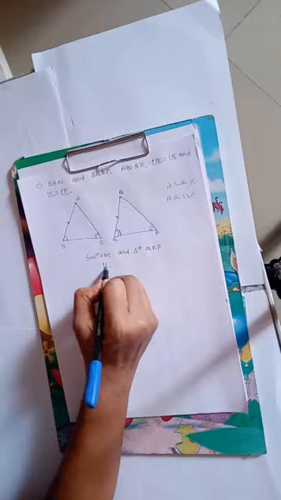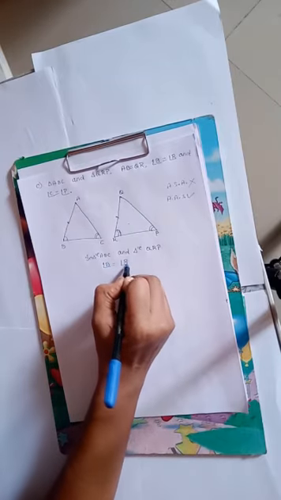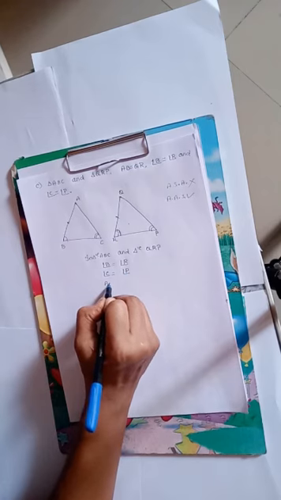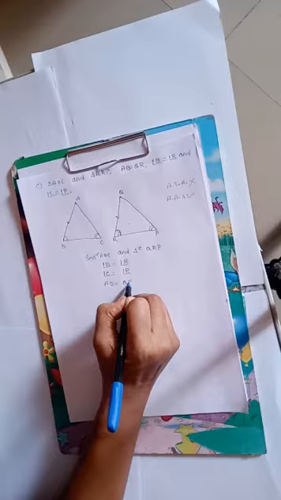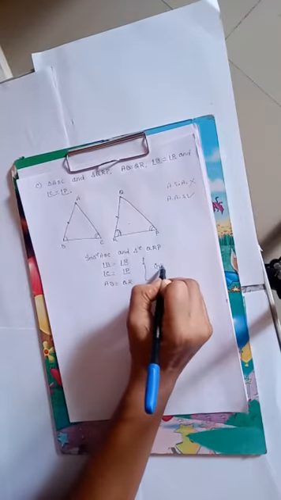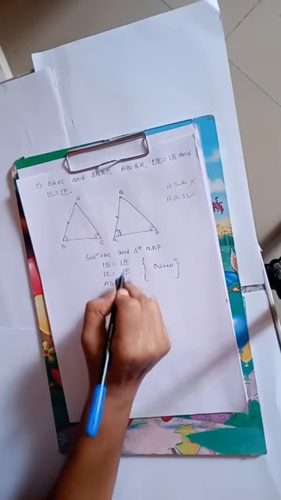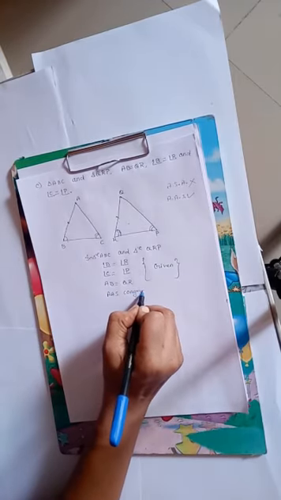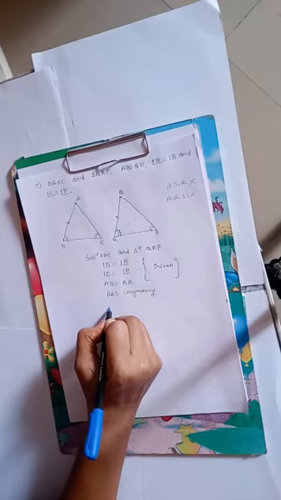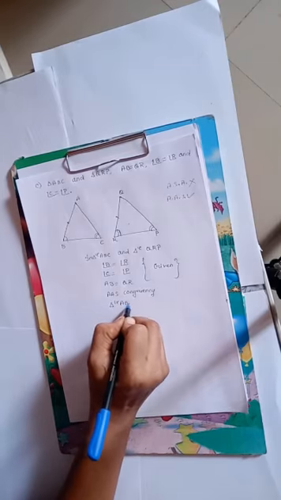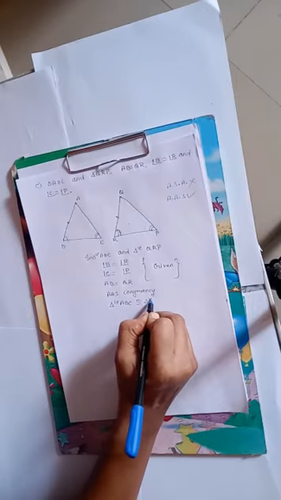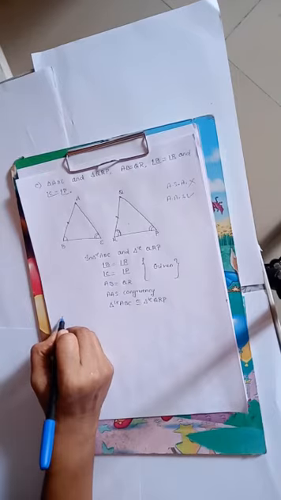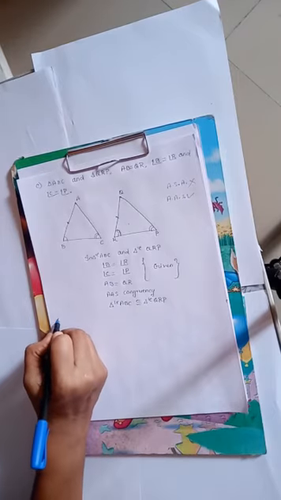Now angle B is equals to angle R, angle C is equals to angle P, and again AB is equals to QR. So all are the given datas. Now AAS congruency condition can tell the triangle ABC congruent to triangle QRP. Let's move for the another question.